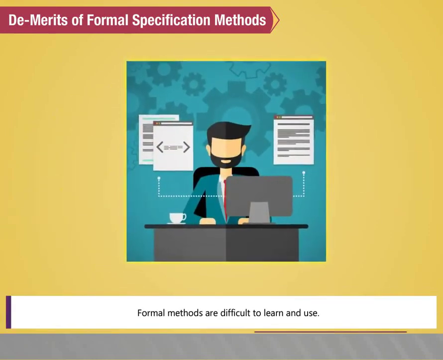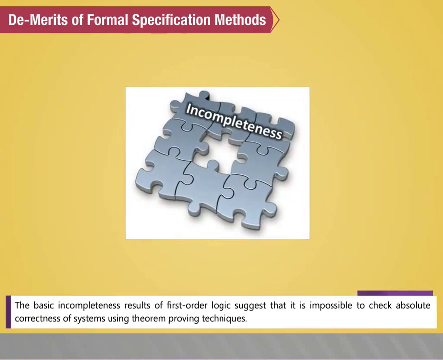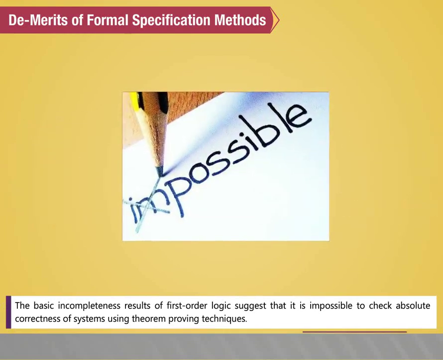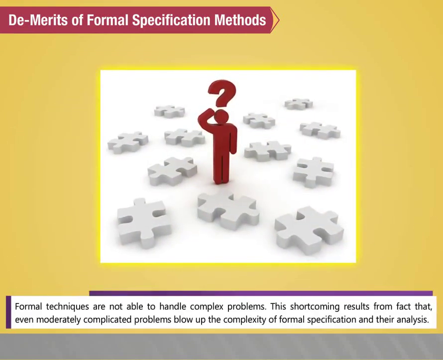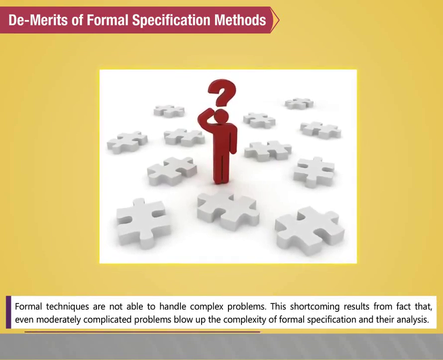Formal methods are difficult to learn and use. The basic incompleteness results of first-order logic suggest that it is impossible to check absolute correctness of systems using theorem-proving techniques. Formal techniques are not able to handle complex problems. This shortcoming results from the fact that even moderately complicated problems blow up the complexity of formal specification and their analysis.